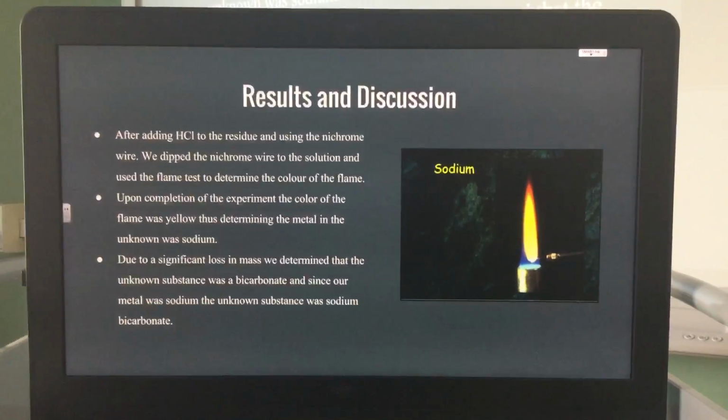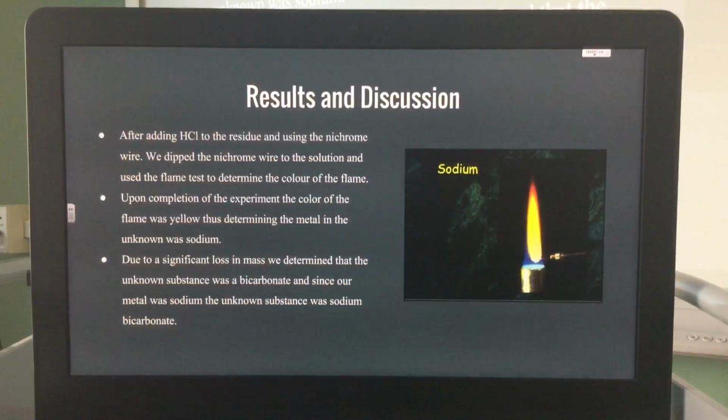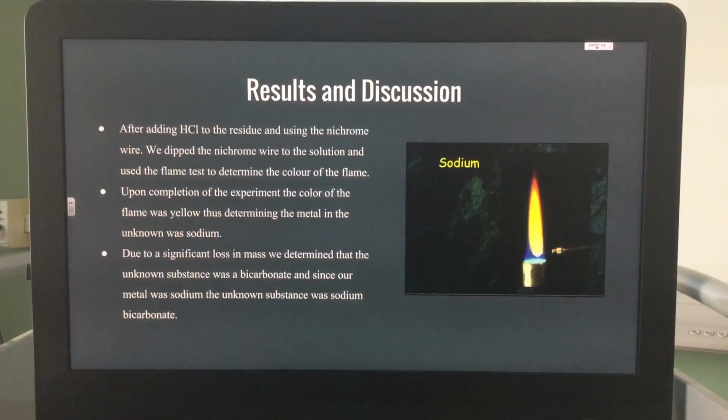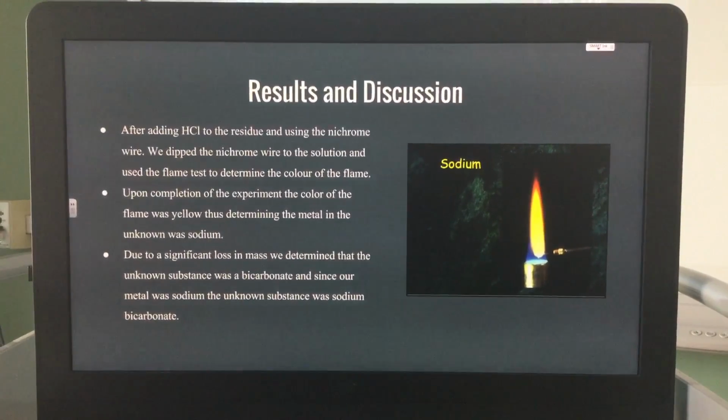Upon completion of the experiment, the color of the flame was yellow, thus determining the metal in the unknown was sodium. Due to significant loss in mass, we determined that the unknown substance was a bicarbonate, and since our metal was sodium, the unknown substance was sodium bicarbonate.